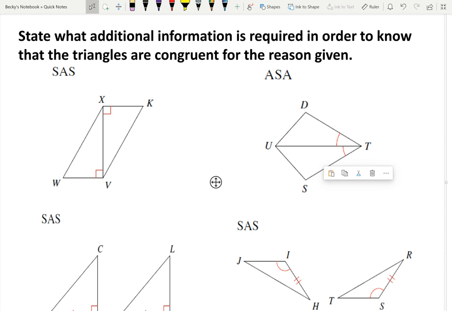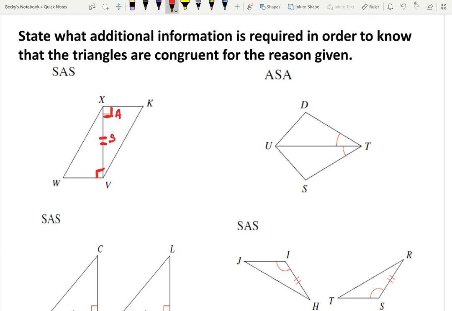All right. Next, state what additional information is required to know the triangles are congruent for the given reason. Okay, so there's going to be hidden information. So they provide you one angle, and they provide you technically this hidden side. So we have an angle and a side. Now, this one's on a separate triangle, okay?